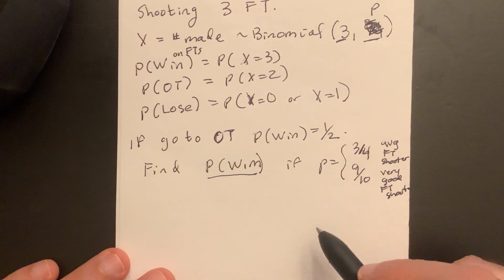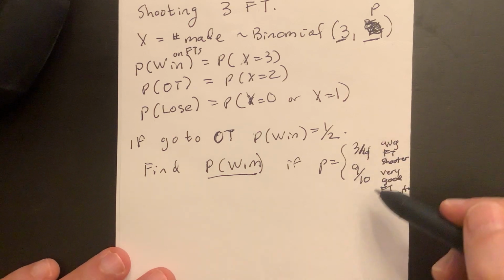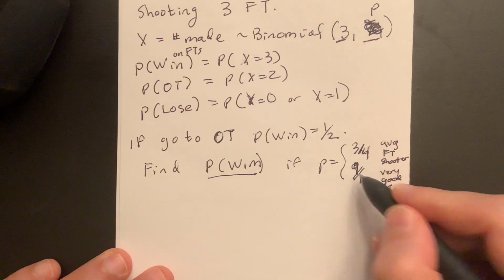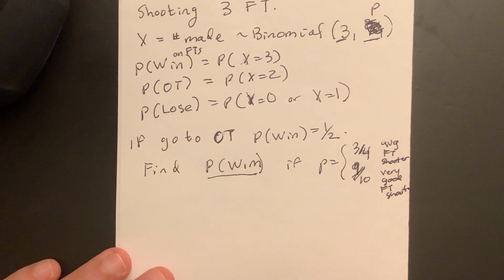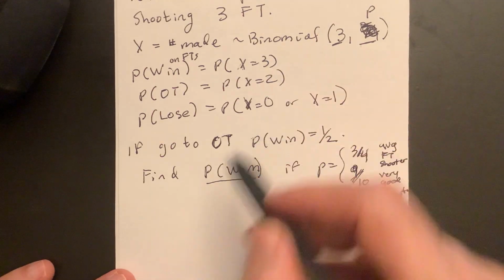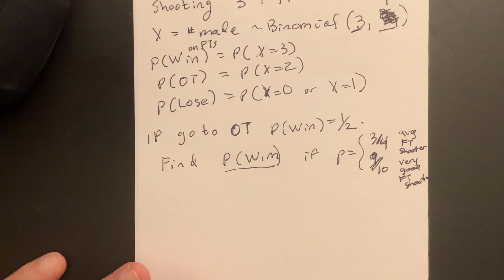The player is a pretty good free throw shooter, 75%, but not great, or a very excellent free throw shooter, 90%, makes 9 out of 10. And let's see what the difference is. Well, we can compute all of these. We know all of these. So let's just do it.